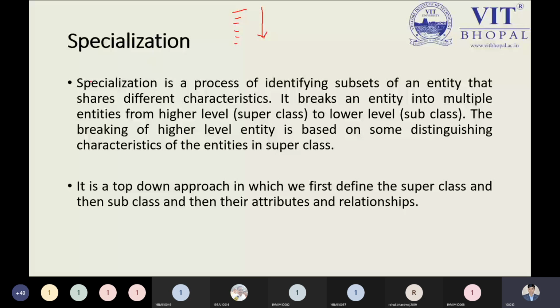So what do we have to do in specialization under the ER model concept? You can read this point. Specialization is a process of identifying subsets of an entity that share different characteristics. It breaks an entity into multiple entities, from the high level, that is super class, to lower class. We also recognize all these classes as super class and subclass. The breaking of the high level entity is based on some distinguishing characteristics of the entities in the super class. So it follows the concept known as top down.